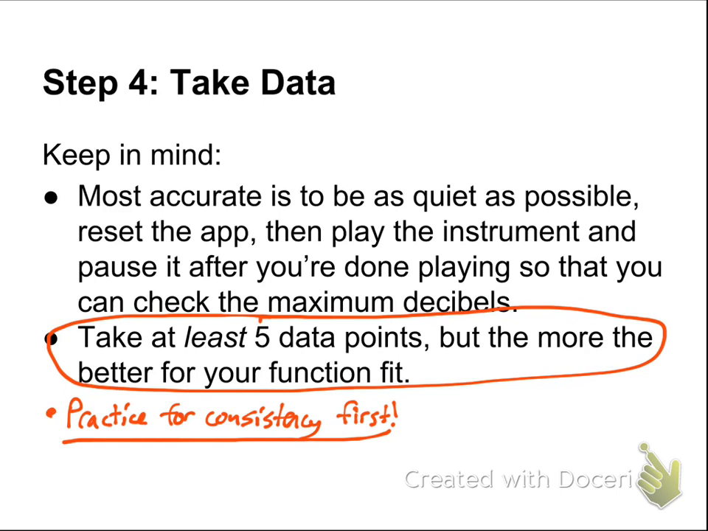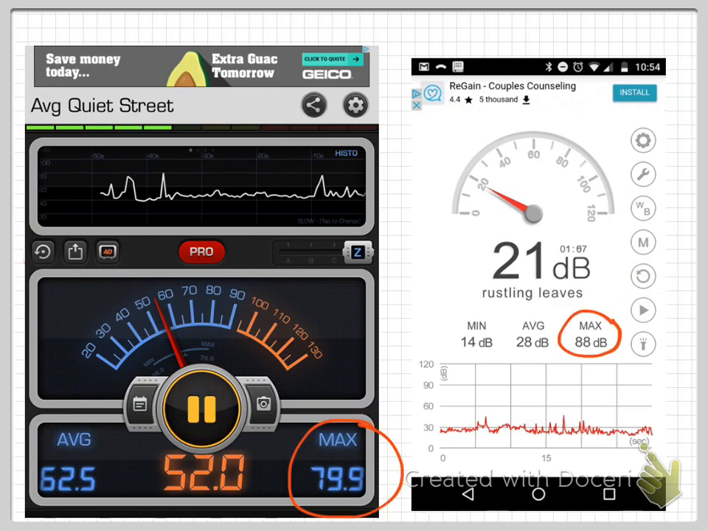So let me just rewind and make sure we have that. So you want to be as quiet as possible. You reset the app, then you press play, then you play the instrument, and then you pause the app after you're done playing so you can check the maximum decibels. And in doing so, that's the best way to measure. If you want to play around with that with your app ahead of time, I would recommend testing that, seeing if you can clap or shout or something and get that maximum decibel measurement and see what I mean by that's really the only accurate, stable number that will sit there when you play with this app.